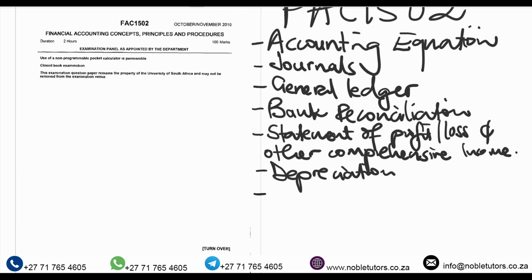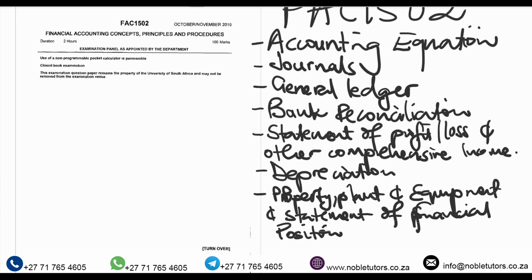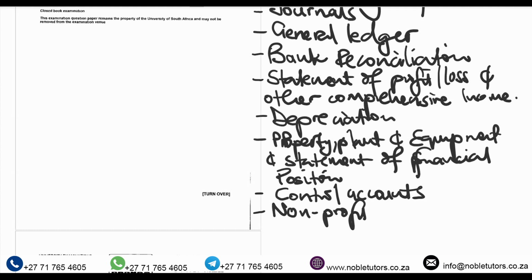Okay, then after calculating depreciation, we're also going to do property, plant and equipment, and the statement of financial position. Property, plant and equipment, we're just going to do it together with the statement of financial position. Then after, we're going to do our control accounts. After the control accounts, we need to do non-profit organizations.